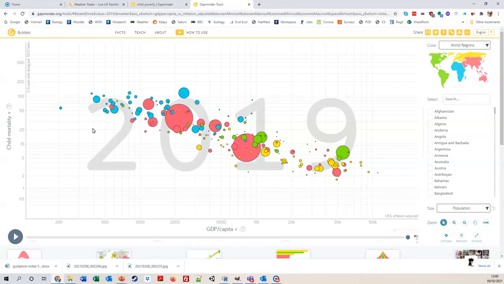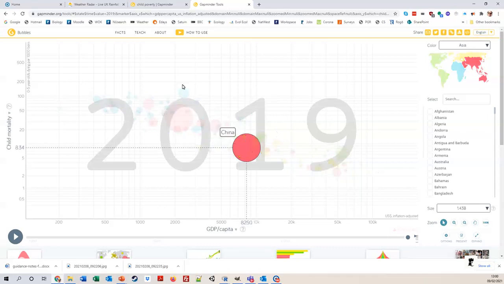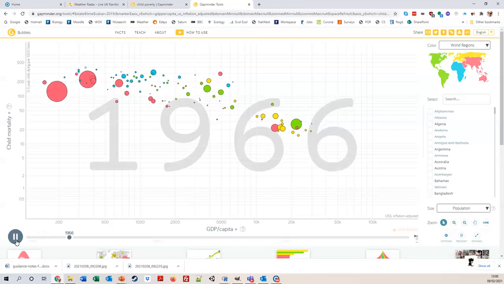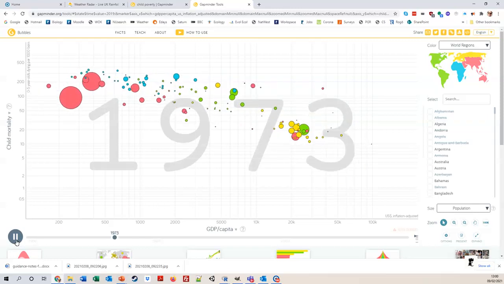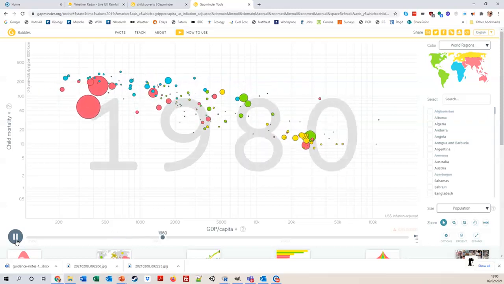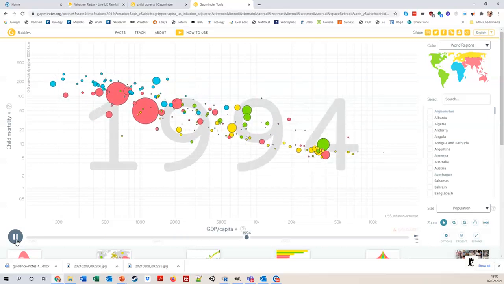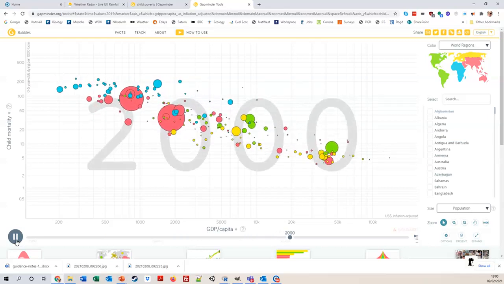I suppose the depressing part of this story is that the African countries, which are these blue blobs up here, are still way behind in terms of child mortality. Although, if we just once more play that animation, you can see that even in Africa, child mortality has improved during the second half of the 20th century, which is some reason to be cheerful, I guess.